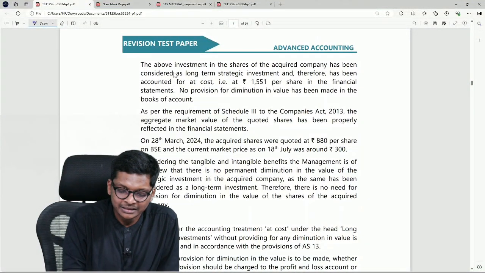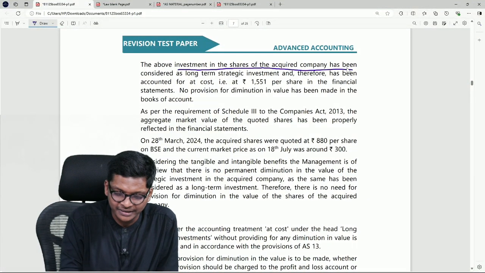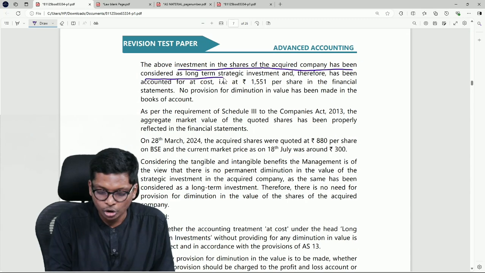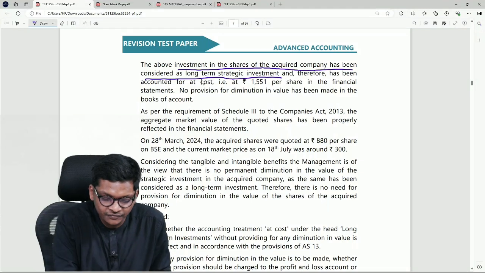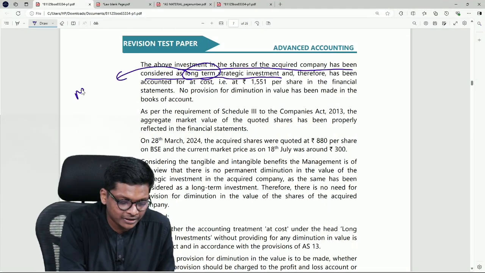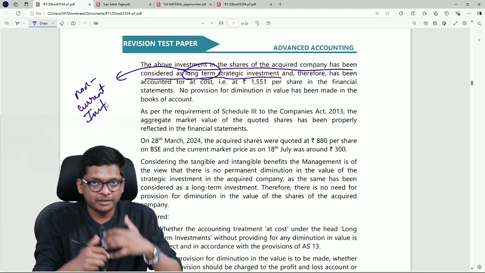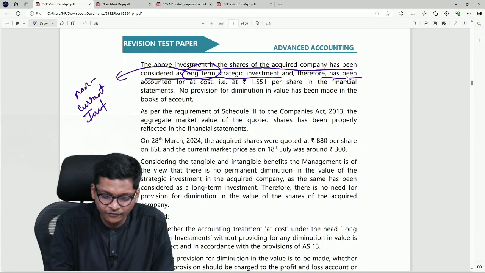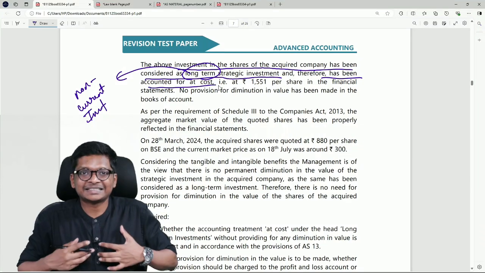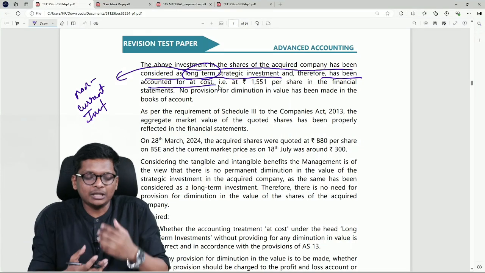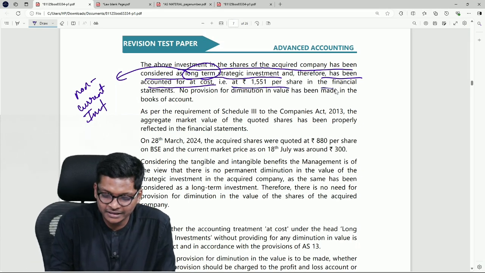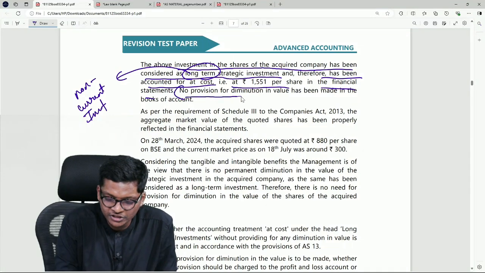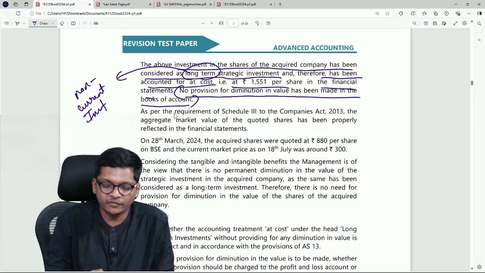The above investment in shares of the acquired company has been considered as a long-term strategic investment. He itself is saying long-term, therefore you will take it as a non-current investment, more than 12 months, and therefore it has been accounted at cost. AS 13 tells me non-current investment will be accounted at cost price, 1551, in the financial statements. No provision for diminution in value has been made in books of accounts.